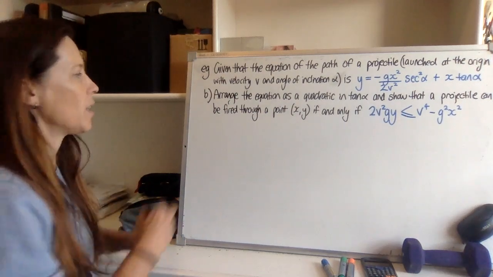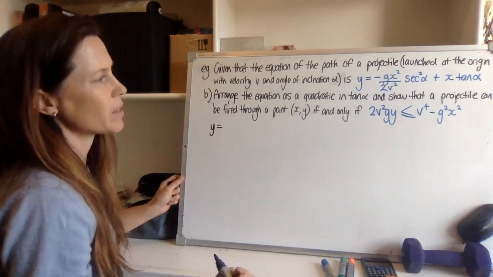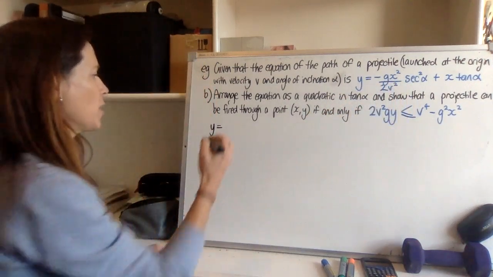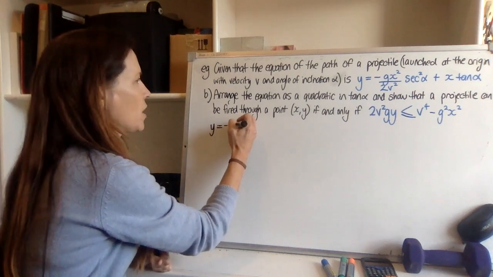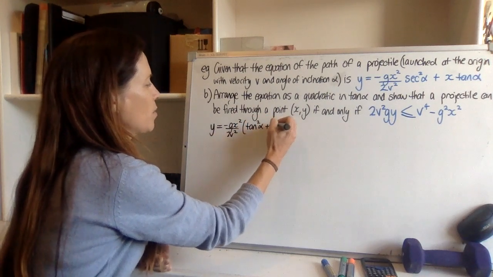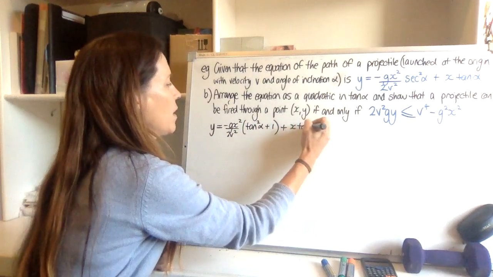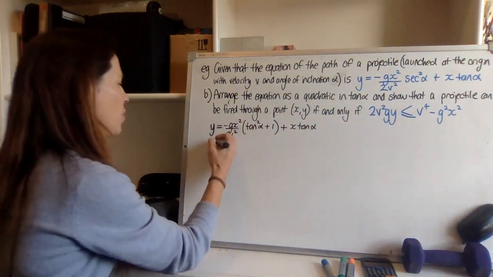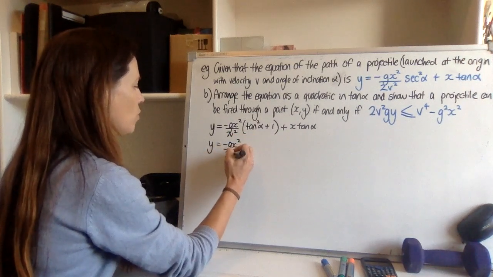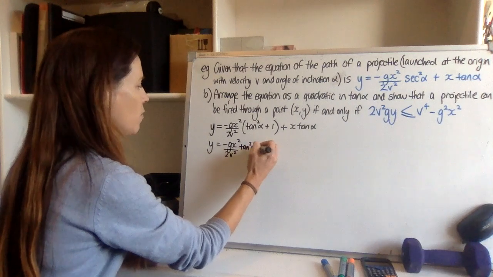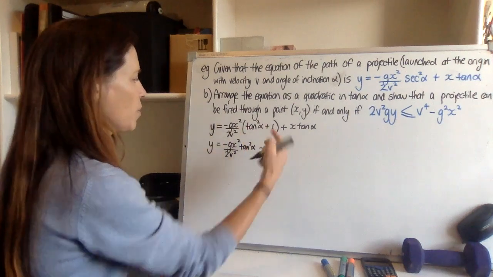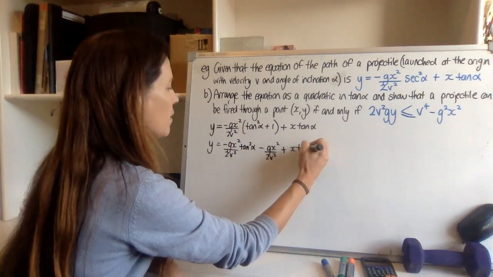So in my first line, I'm just going to rearrange the parts that need to be made into tan squared alpha, which is this part, which is tan squared alpha plus 1. So we've got minus gx squared over 2v squared bracket tan squared alpha plus 1 plus x tan alpha. Okay, let's expand our brackets out now. So y equals minus gx squared over 2v squared tan squared alpha minus gx squared over 2v squared, because we've multiplied that by 1, plus x tan alpha.